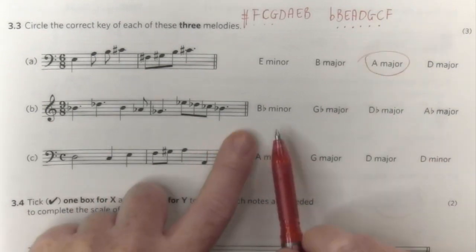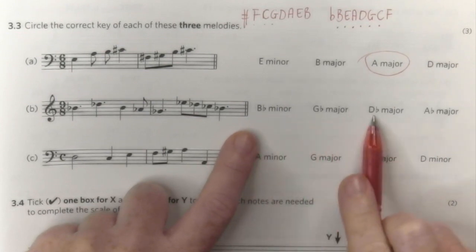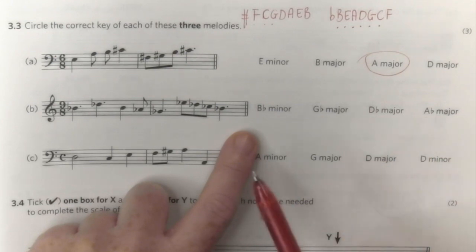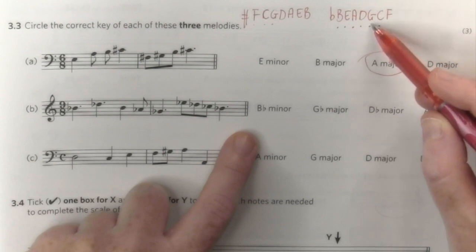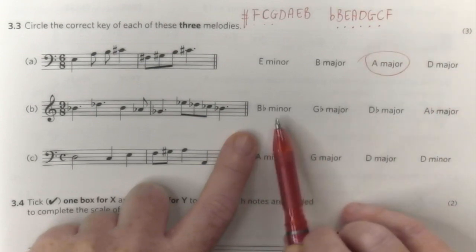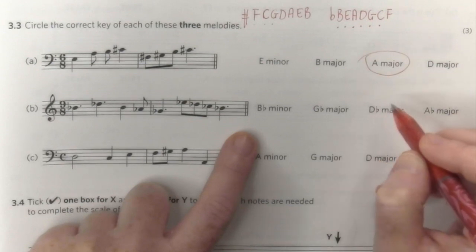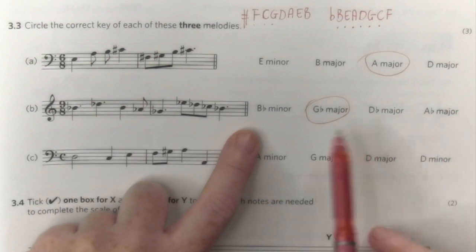Let's see if we have it in our options. We have B flat minor, G flat major, D flat major, and A flat major. Now, we could be in G flat major or in E flat minor, and it is not in our options, so we can exclude it. Now, let's circle G flat major and let's exclude the other ones.